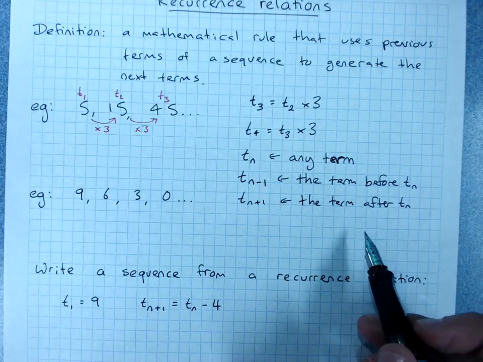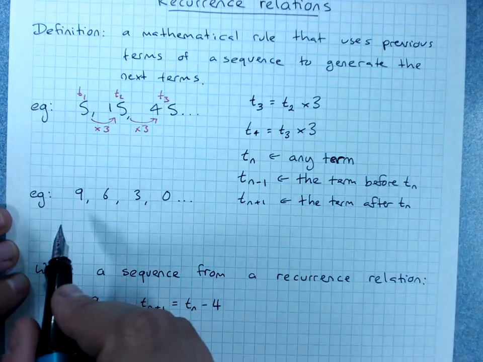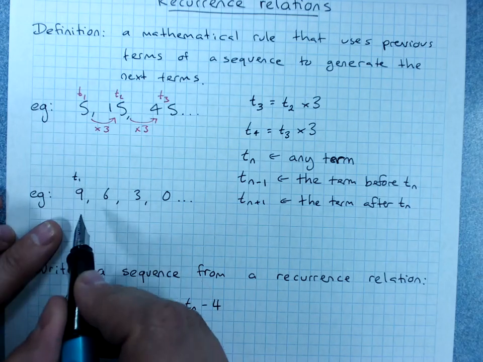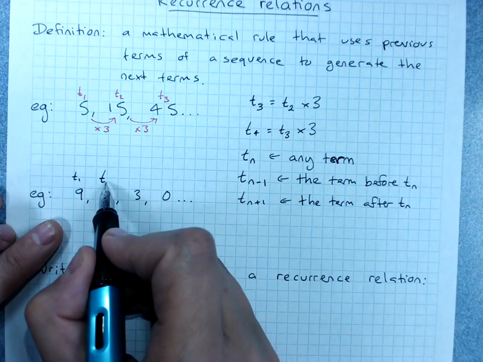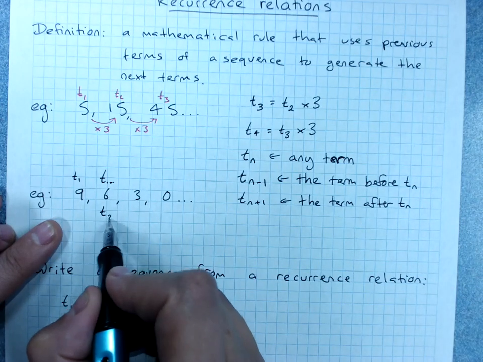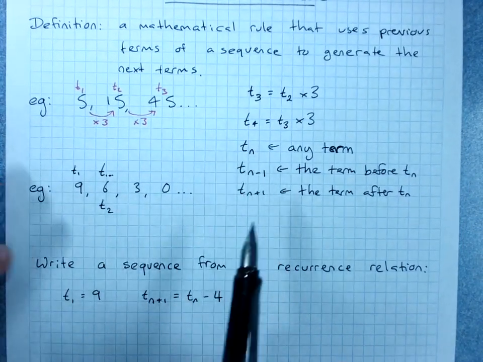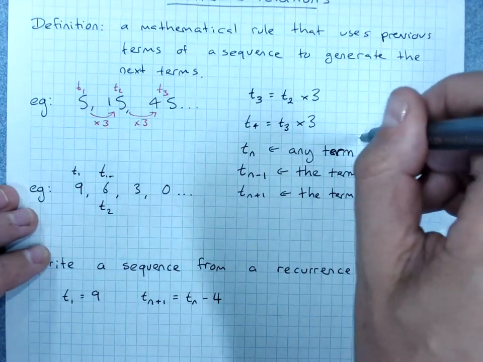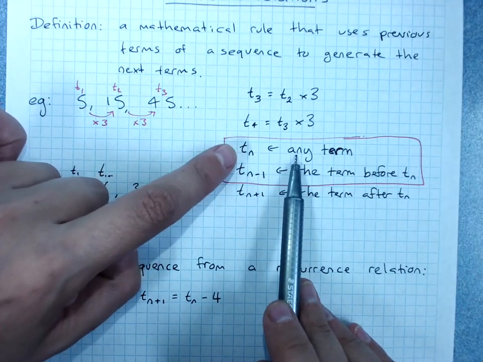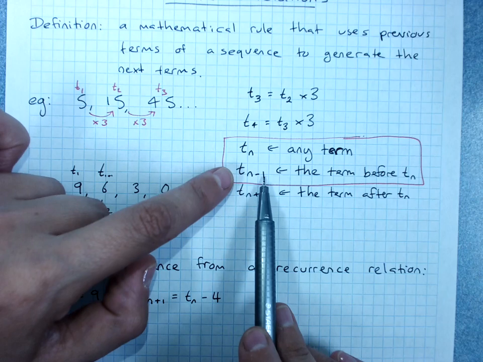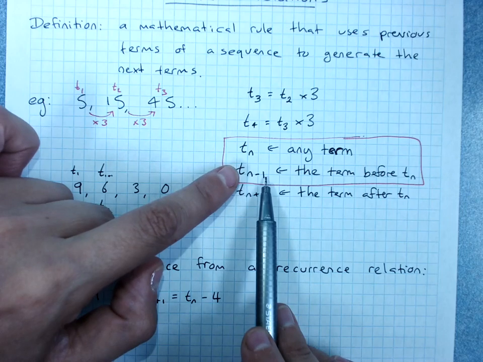So we can write symbols to represent any term. So if 9 is T1, then 6 is the term after T1, T1 plus 1, that is T2. This terminology, this notation, is really important, especially these two. Because to get any term, I need to do something to the term before it. To get Tn, I need to do something to Tn minus 1.